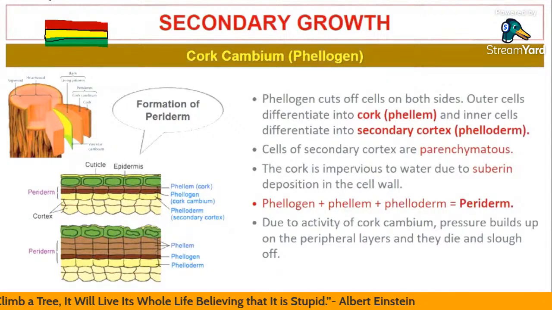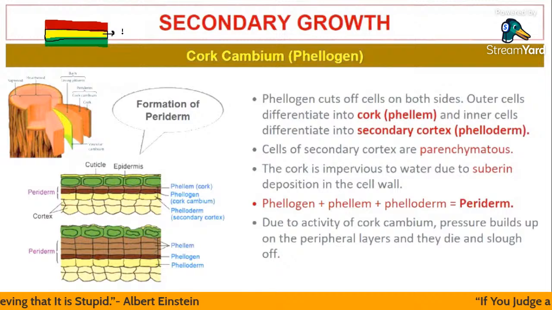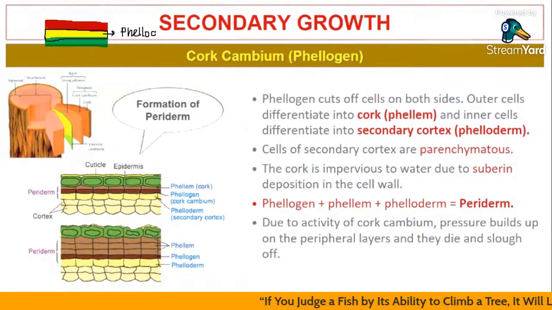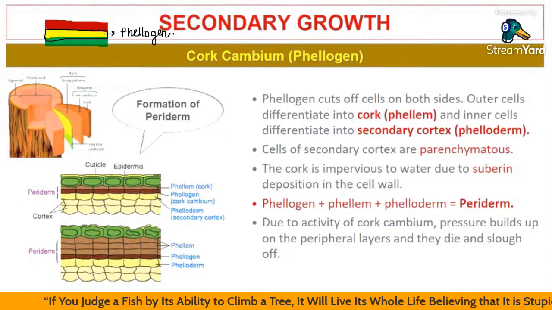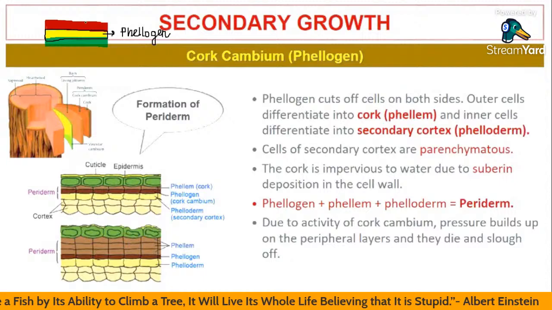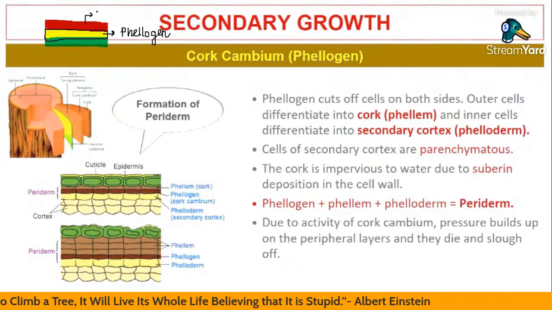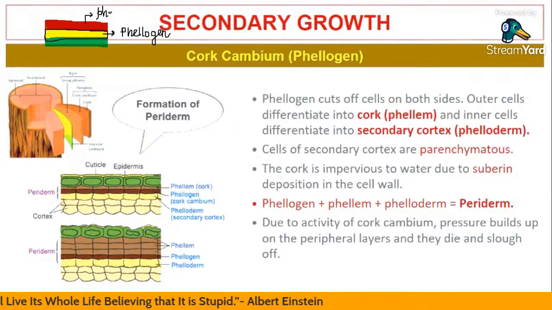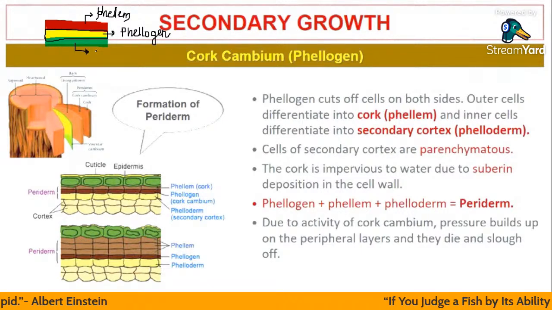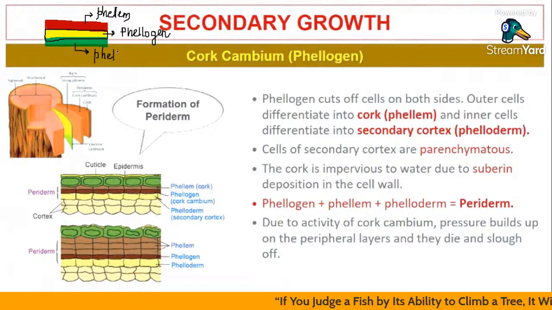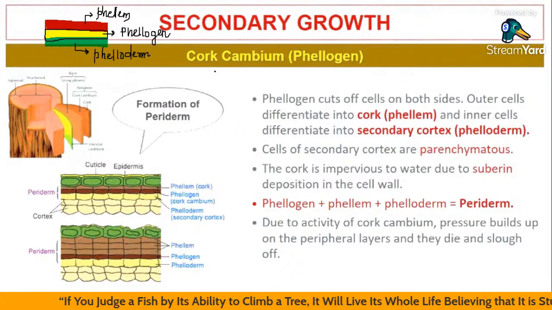Okay, just imagine this. The middle portion you will call as phellogen, as I have already told you. I'm not calling it by the common names like cork cambium, cork, and secondary cortex. You must study those as well. Phellogen will cut towards the outer side as phellem, and towards the inner side you will call it phelloderm. What is phelloderm? Secondary cortex. What is phellem? It is the cork.